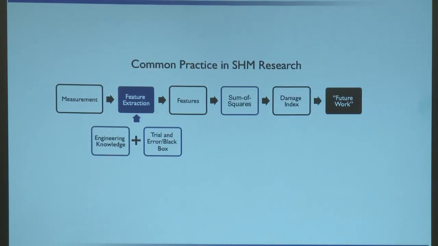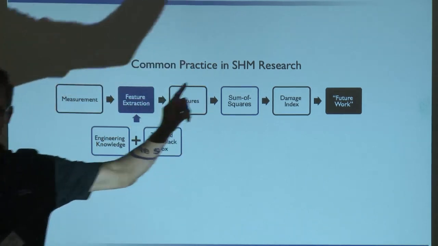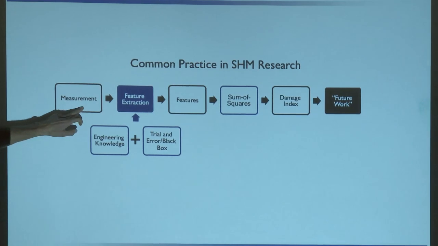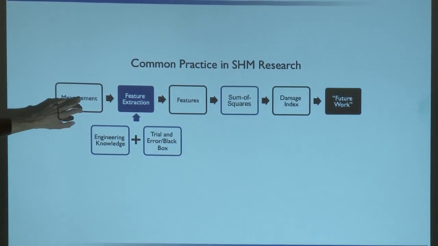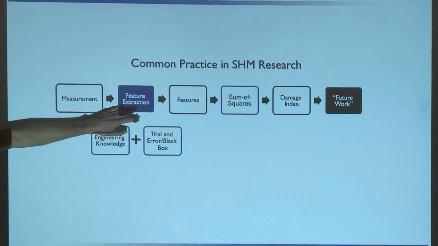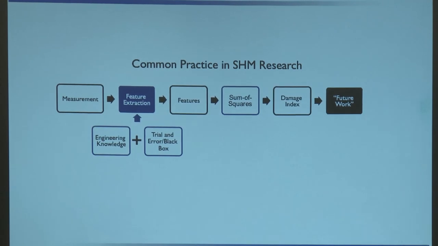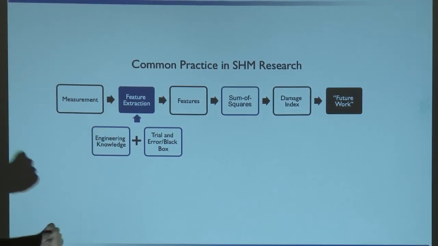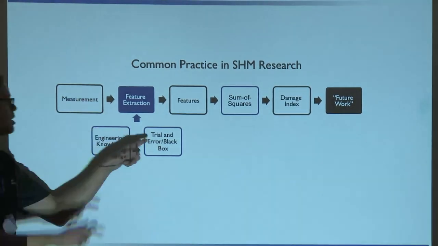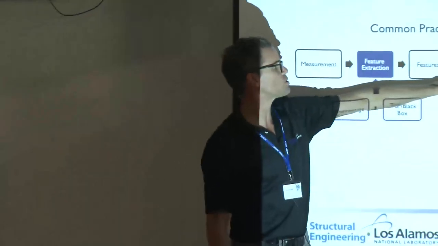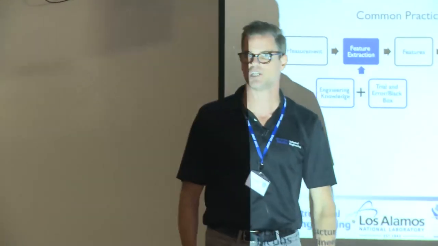So like I said, I'm the editor of the SHM Journal, have been for 2 years. I've been on the board for 10 prior. So I've seen a lot of papers. Every single paper goes like this. Section 1, introduction. Section 2, let's make a measurement of something. Section 3, let's use a little bit of knowledge and lots of try this, try this, try this, try that, and then throw all that away that doesn't work because we don't want to publish the negative results. And then we go to something that kind of works and we call it a feature. We take the sum of the squares of that feature and we call it a damage index.